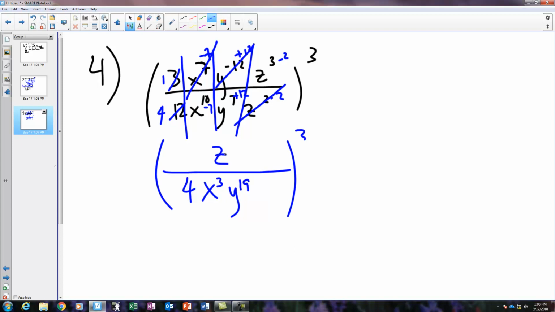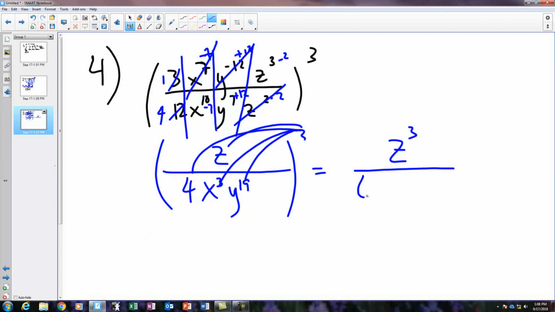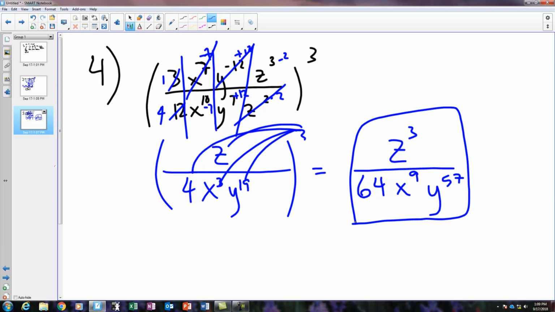I still need to distribute the cube. Keep in mind it distributes as an exponent, not as a multiplier. It might multiply exponents, but it is an exponent that we're distributing. So we're going to get z to the 3rd over, now when we do 4 to the 3rd, it's really important we understand that's not 12, it's 4 times 4 times 4, which turns out to be 64, x to the 9th, y to the 57th. It's a big number, but it's just a number. Nothing to worry about.